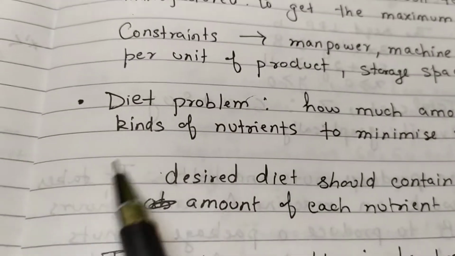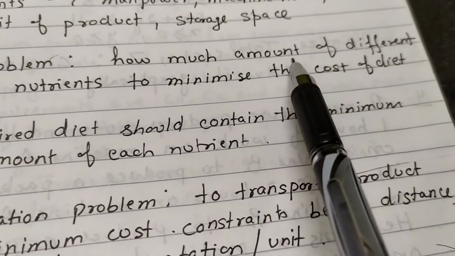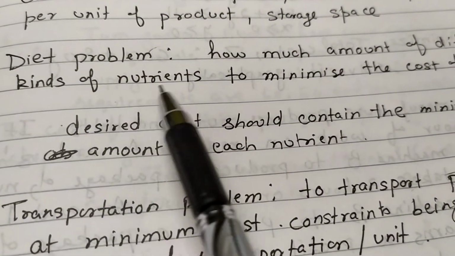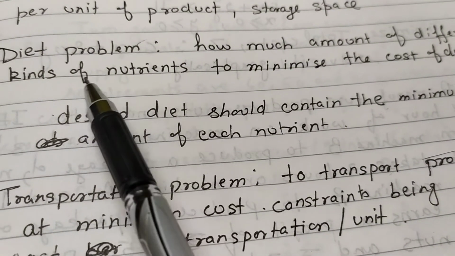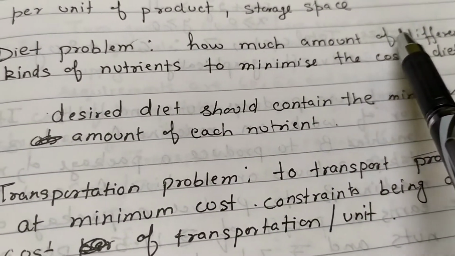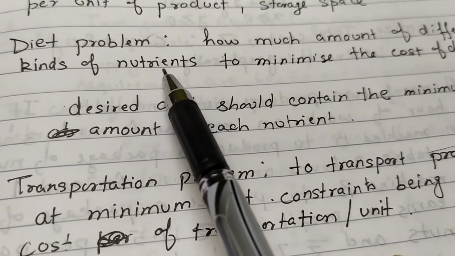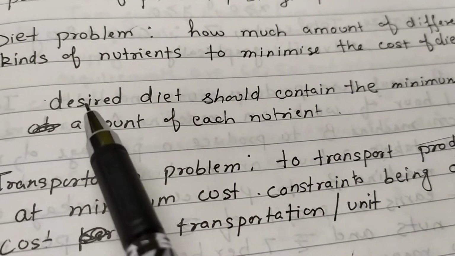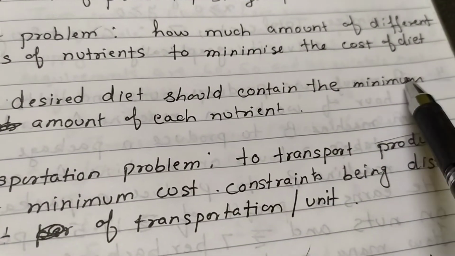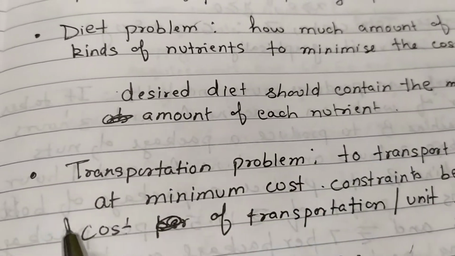Then next is diet problem. Diet problem: how much amount of different kinds of nutrients should be present in the diet, and at the same time we have to minimize the cost of the diet. And the desired diet should contain the minimum amount of each nutrient. So this is what our objective would be.